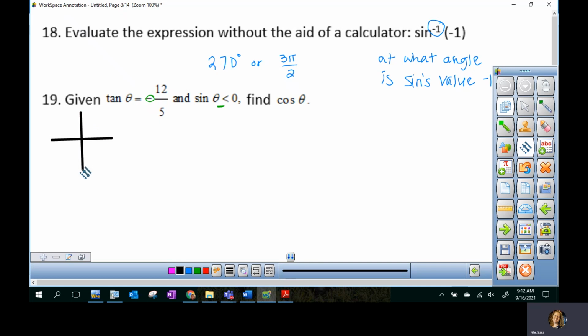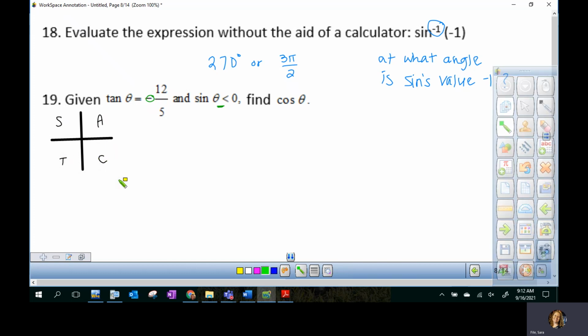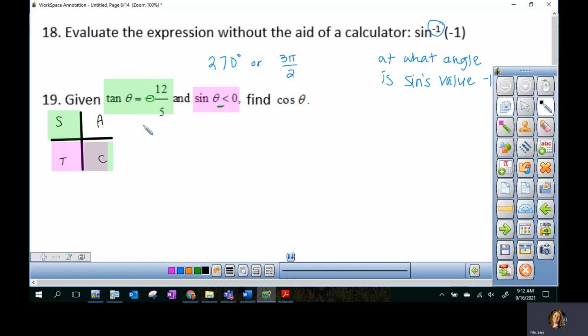If it helps you to sketch out a little thing and do our little memory trick, you can do this. You don't have to. Some of you will know it. This is what's positive: all of them are positive, sine, tangent, cosine. So I want to know, where is tangent negative? Well, it's positive here and here, so it's negative here and here. Then where is sine negative? Well, it's positive in 1 and 2, so it's negative in 3 and 4. So the overlap where both of those things are true is quadrant 4. Is everybody okay with how we're figuring out our quadrant?